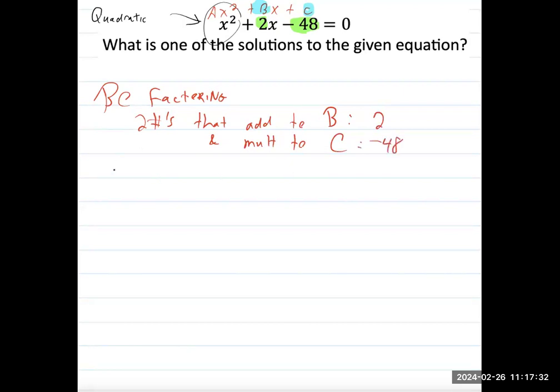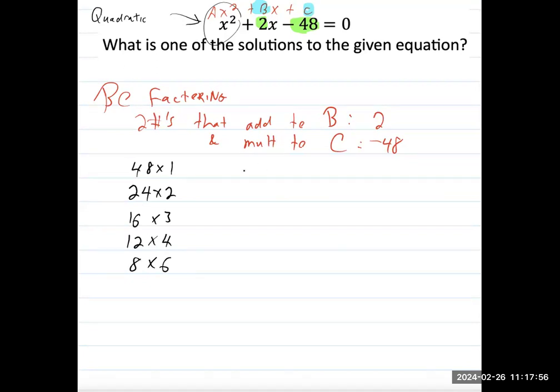So what kind of numbers multiply to 48? You can figure that out by dividing 48 by every possible number it divides by. So by 1, by 2, by 3, by 4. Doesn't divide by 5. It does divide by 6. And we have all the factors.